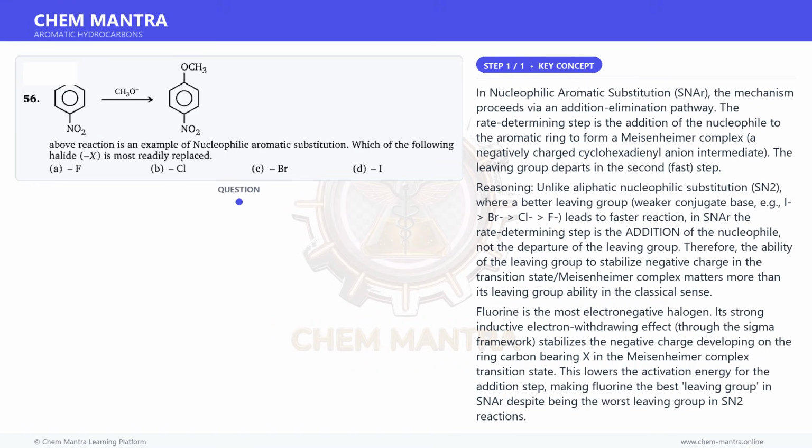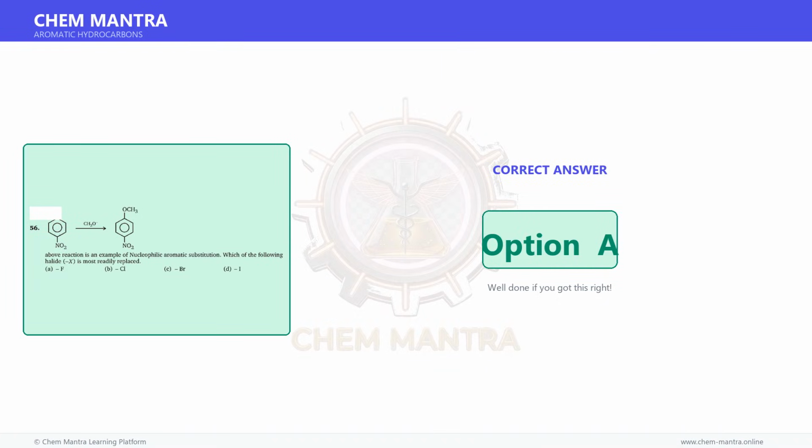The order of reactivity in SNAr is F > Cl > Br > I, opposite to the SN2 order. Therefore, the correct answer is option A.